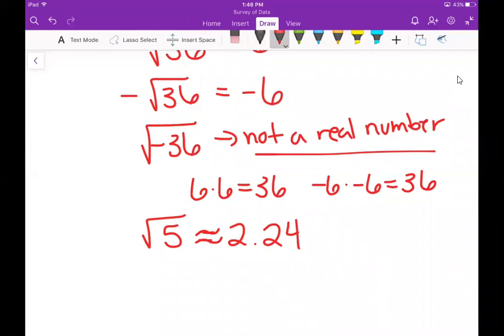So this is about 2.24. That means when we square 2.24, we will get about 5. Again, it won't be exact because we had to round this final answer here. But we can get those estimates from our calculator. So that's a square root. That's the operation that will go hand in hand with exponents. It's the operation that undoes an exponent.